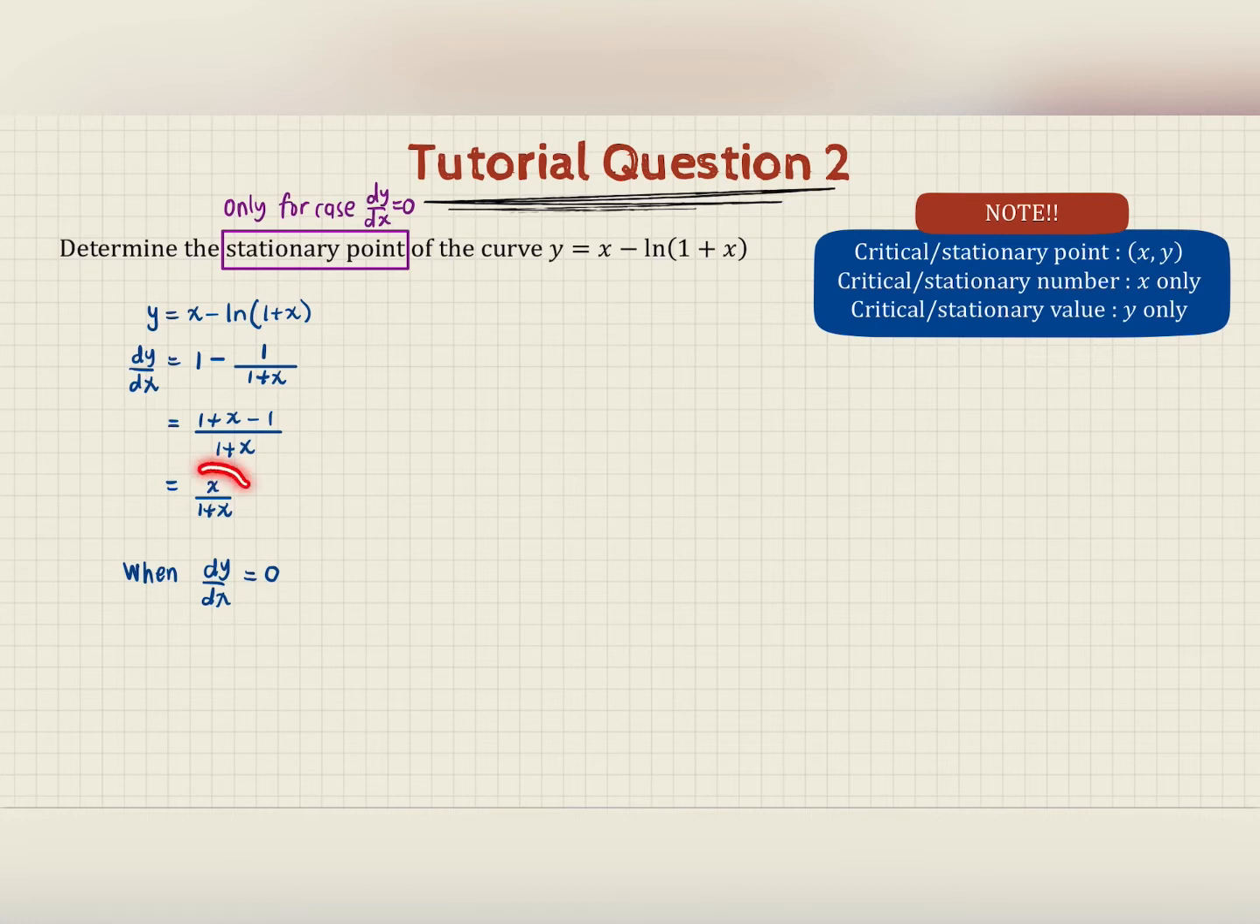So kalau kita tengok this dy dx, kan, function ni adalah reciprocal. So kalau dy dx equals to 0, kita hanya perlu gunakan numerator sahaja. So kita akan dapat x equals to 0. Okay, so bila masa kita nak guna yang denominator, oh sorry, I want to write as numerator.